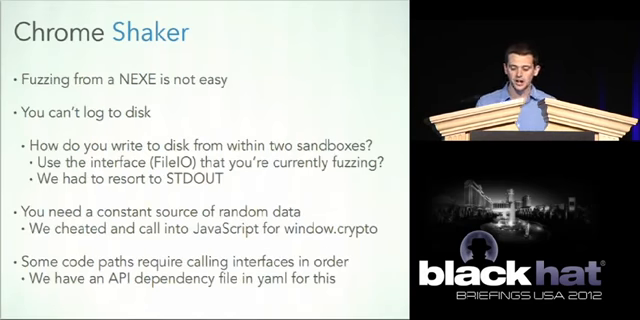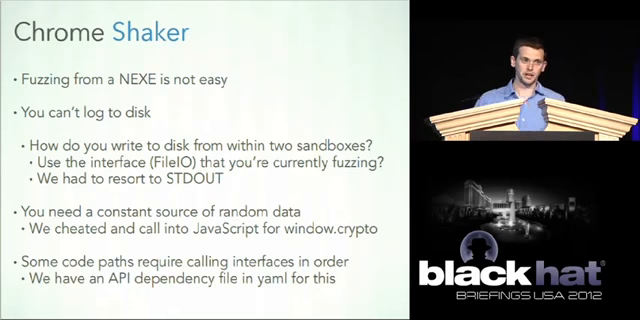It turns out there are a lot of problems trying to fuzz from a Native Client module. One, you can't log to disk because the only way to log to disk is to call interfaces that you're currently fuzzing, right? You can't just open up a file because you're in a very strict sandbox. Another one was you need a constant source of random data.